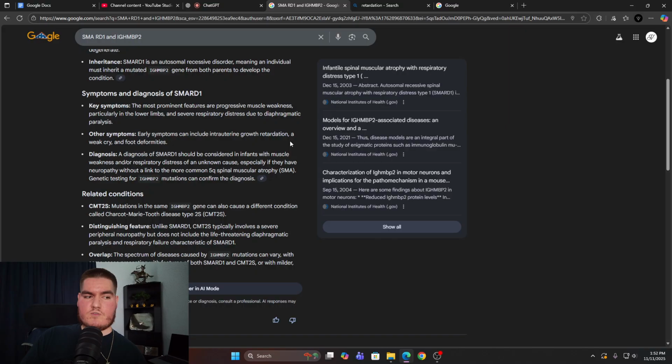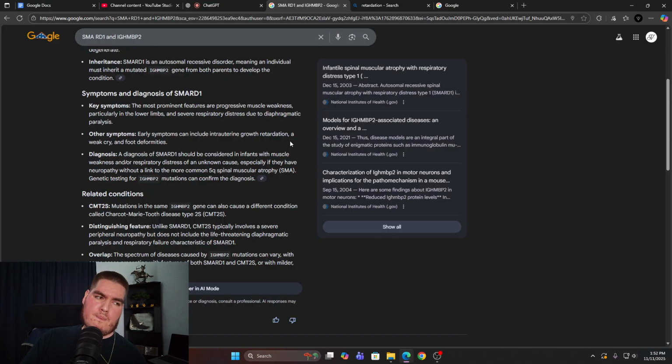A diagnosis of SMARD1 should be considered in infants with muscle weakness and/or respiratory distress of an unknown cause, especially if they have neuropathy without a link to the more common 5Q spinal muscular atrophy. Genetic testing for IGHMBP2 mutations can confirm the diagnosis. So what does this exactly mean?